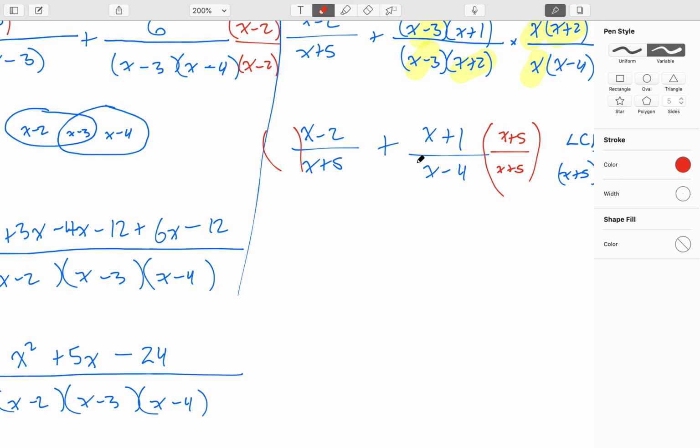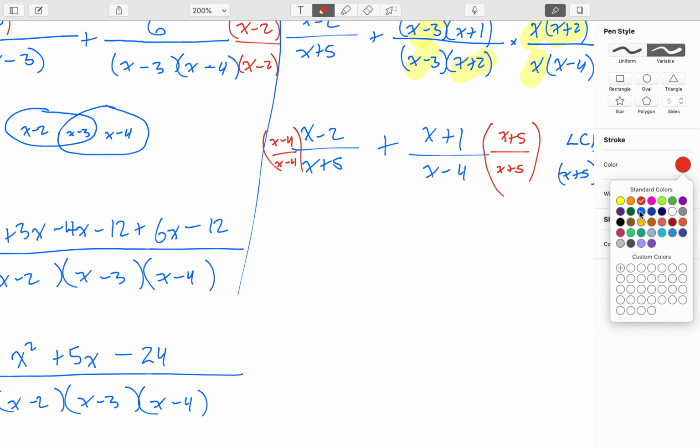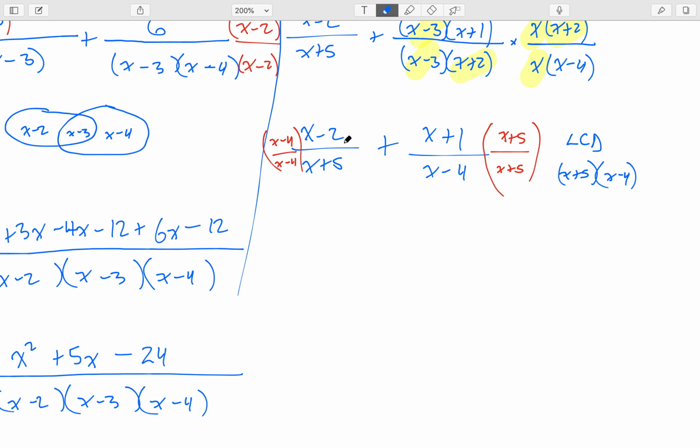Here, what am I missing? I'm missing the x minus 4. x minus 4, x minus 4. So I need to multiply both top and bottom. Okay, so let's get back to this. I now have a common denominator, which means I can write it as one big fraction. It's going to be x minus 4 times x plus 5. There it is.